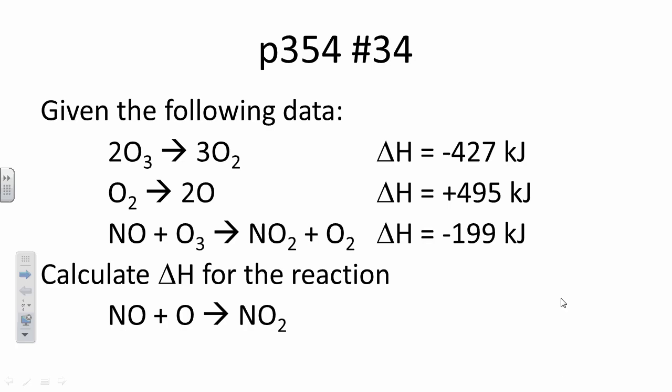This is problem number 34 from page 354 in the book, and it says that given the following data, 2O3 yields 3O2 with a delta H of negative 427 kilojoules, and O2 yields 2O with a delta H of 495 kilojoules, and NO plus O3 yields NO2 and O2 with a delta H of negative 199 kilojoules, and we're supposed to calculate delta H for the reaction of NO plus O yields NO2.